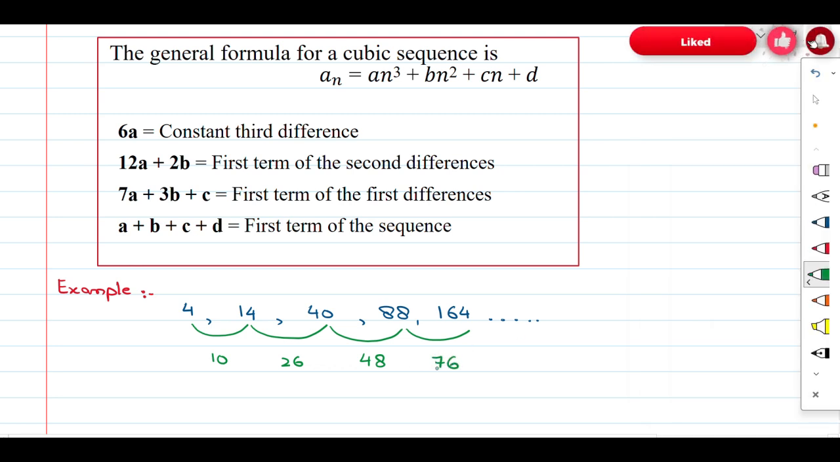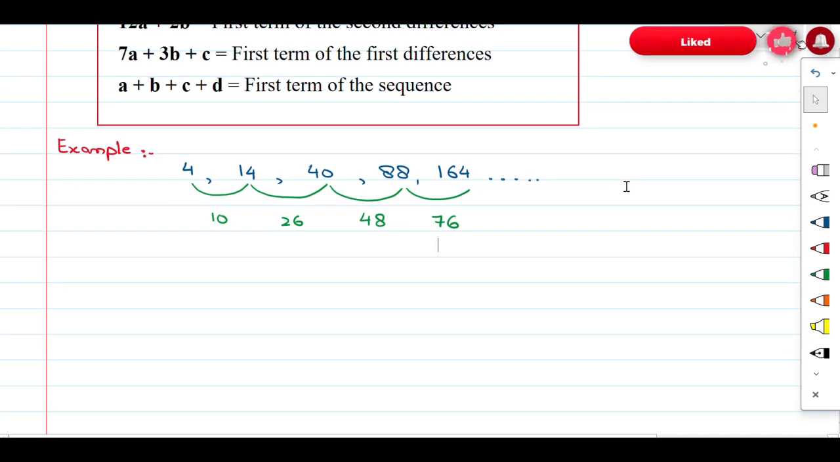So the first difference is not constant. So this sequence is not an arithmetic sequence. For an arithmetic sequence, the first difference must be constant. Since the first difference is not constant, the sequence is not arithmetic. Let's move to the second difference.